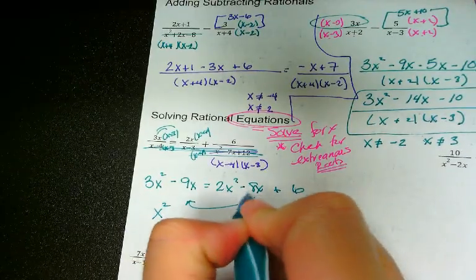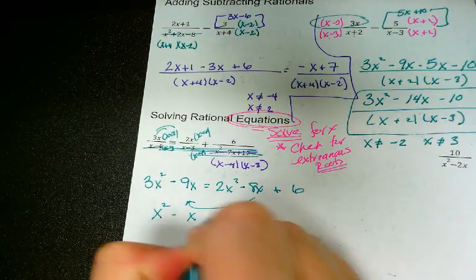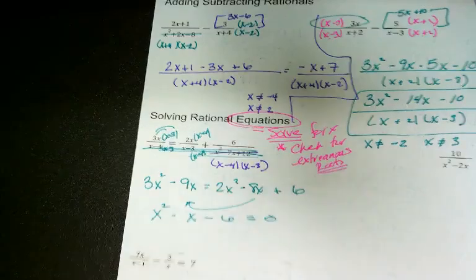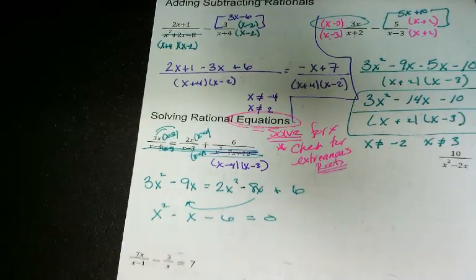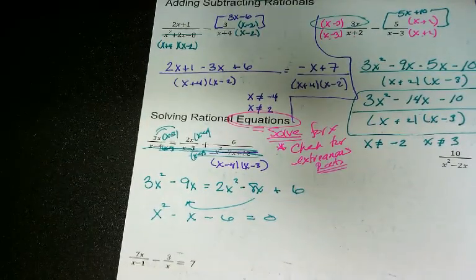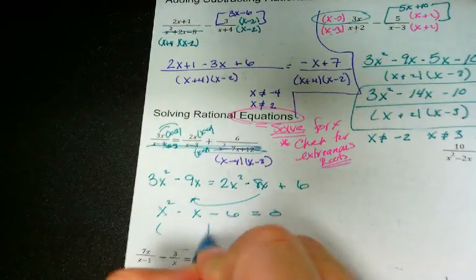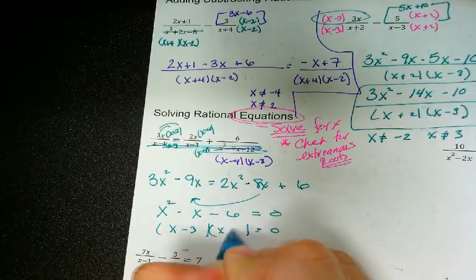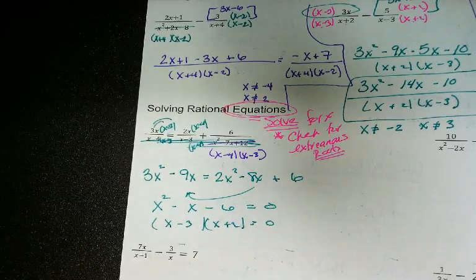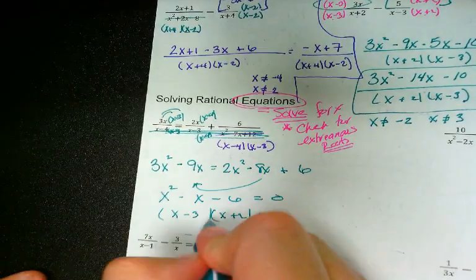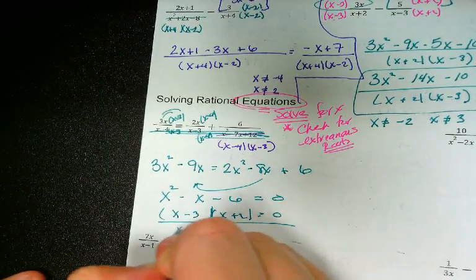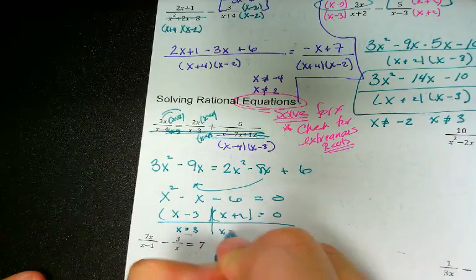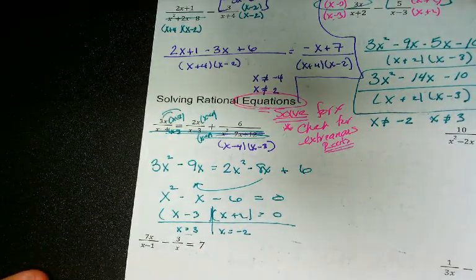So I'm going to get an x squared minus x minus 6, I think. Again, I keep my x squared positive. I'm going to factor. Got x minus 3 and x plus 2. Tee it up and solve. I get 3 and negative 2.